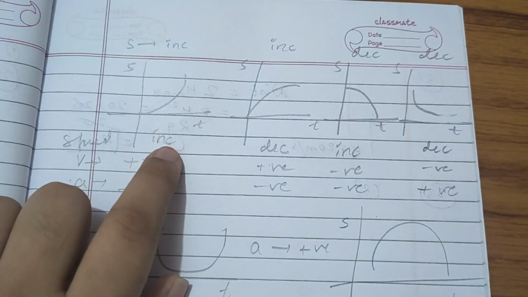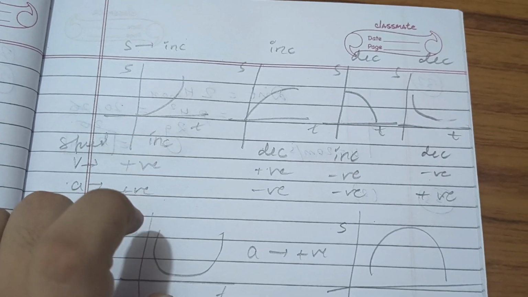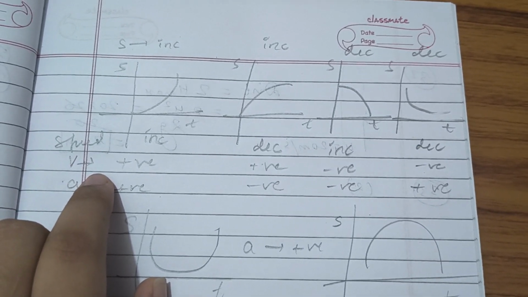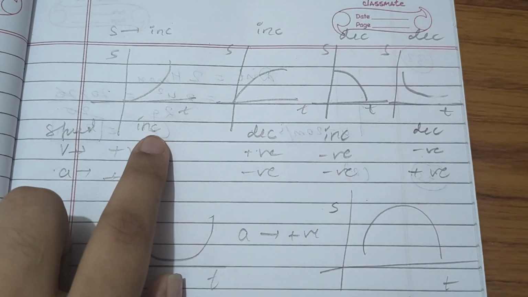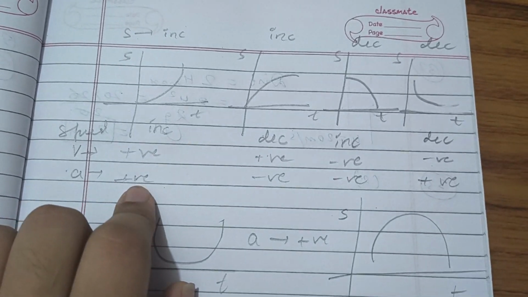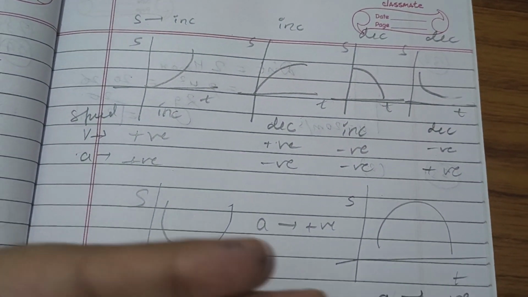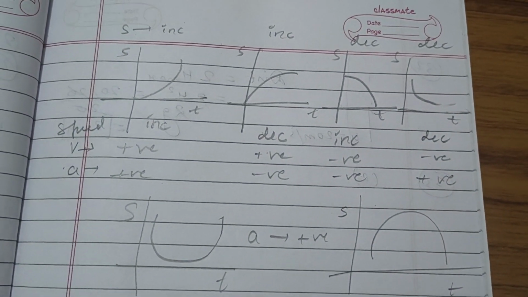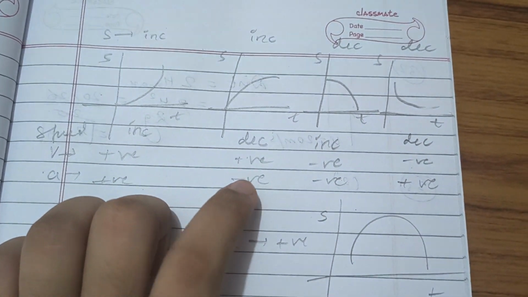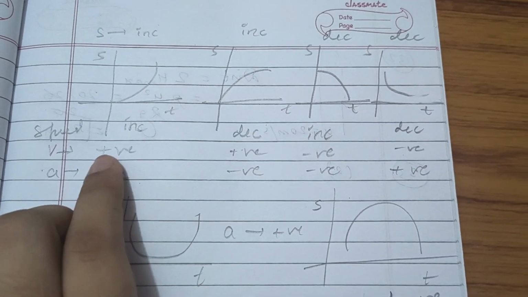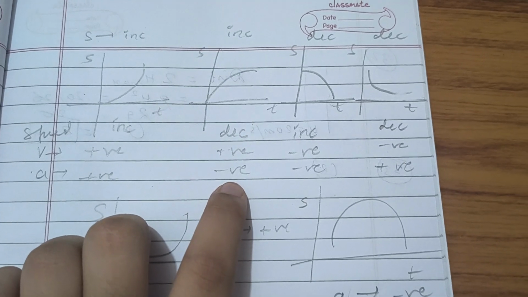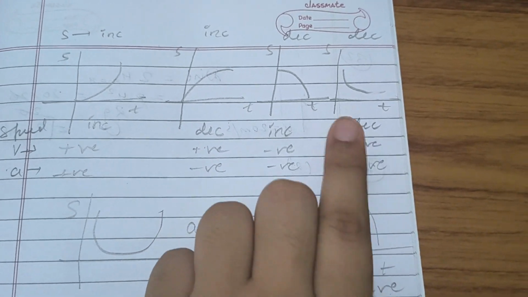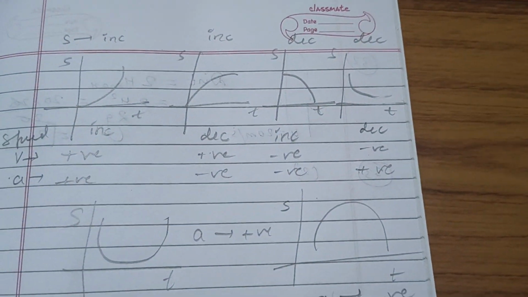If speed is increasing and velocity is positive, I'm telling you speed is the magnitude of velocity. So imagine speed is increasing and at the same time velocity is positive, which means acceleration is also positive, because they have the same sign when speed is increasing. If speed is decreasing, they have opposite signs. So if speed is decreasing and velocity is positive, then acceleration must be negative. If it is increasing, they both have the same sign. If it is decreasing, they both have opposite signs.